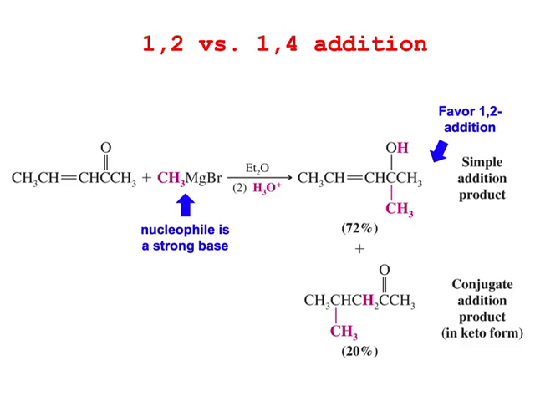Okay, look at here. This is a 1,2 and 1,4 addition. Nucleophile is from the strong base. By using this solvent, we get this nucleophile. It attacks this carbonyl, and electron moves to the O minus, and the anion abstracts a proton to give OH. So favored to form 1,2 addition, simple addition product. Okay, so this one is the keto. This one is the enol form. This one is the keto form.